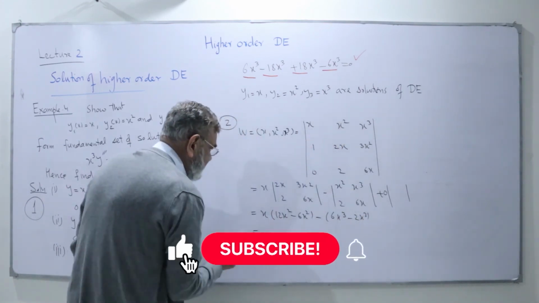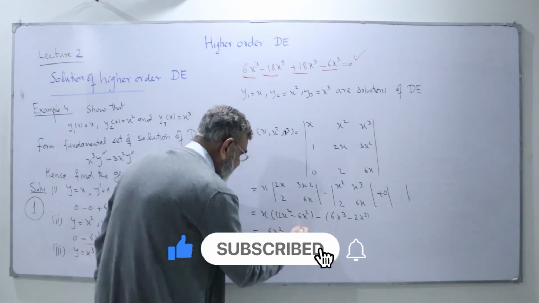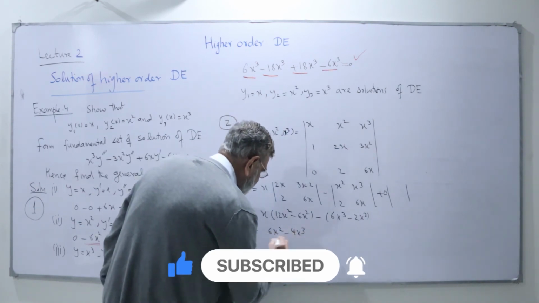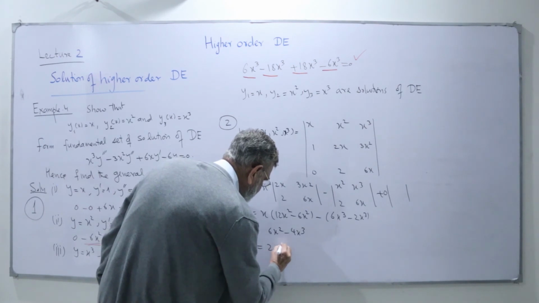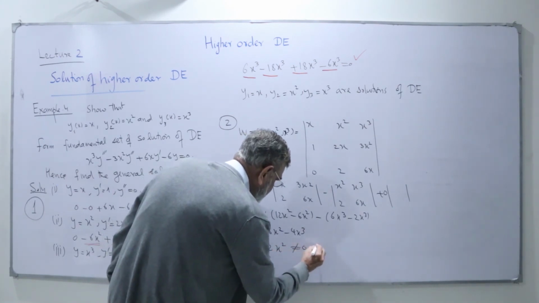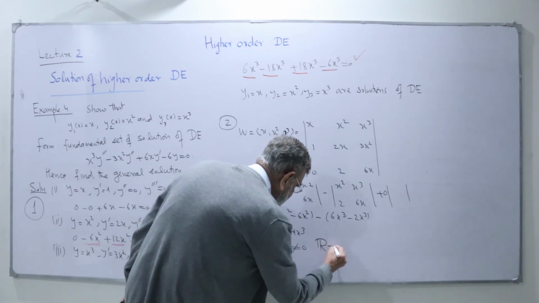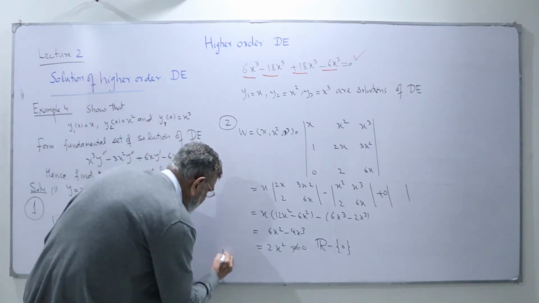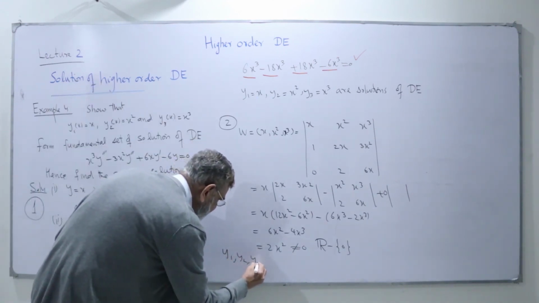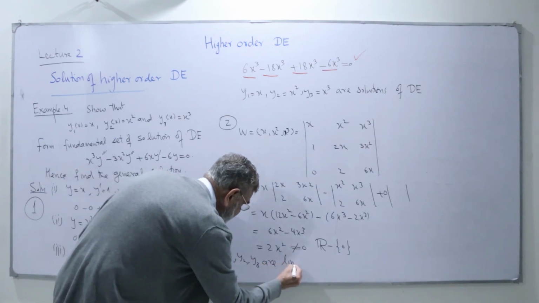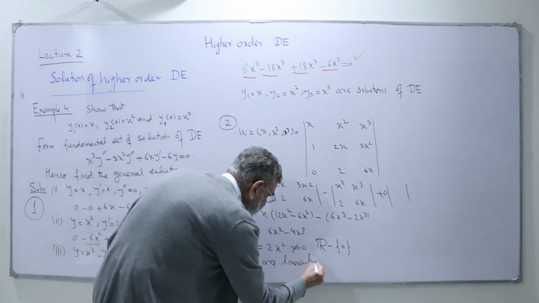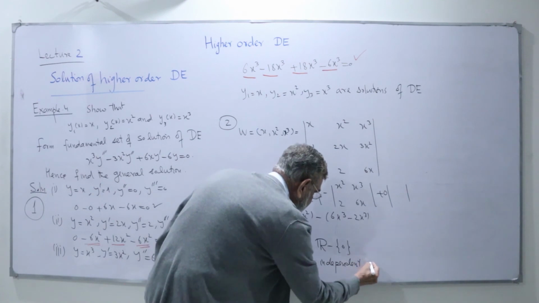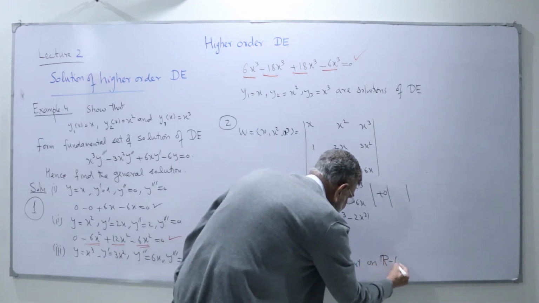We get 6x cubed, and then we have 4x cubed, and minus is minus 4x cubed, and we get this equal to 2x squared, and this is not equal to 0 when we have real numbers minus 0. At 0 it nullifies. So y1, y2, y3 are linearly independent on the interval R minus 0.